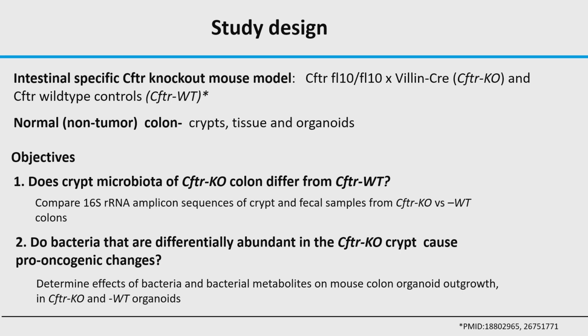So we first asked whether the crypt microbiota of CFTR knockout colon differs from that of the wild type. To do this, we isolated colon crypts and fecal samples and used 16S rRNA amplicon sequencing to identify the bacteria species specific to each sample. In our second objective, our question was whether bacteria that are differentially abundant in the CFTR knockout crypt cause pro-oncogenic changes. For this, our readout was outgrowth of colon organoids.